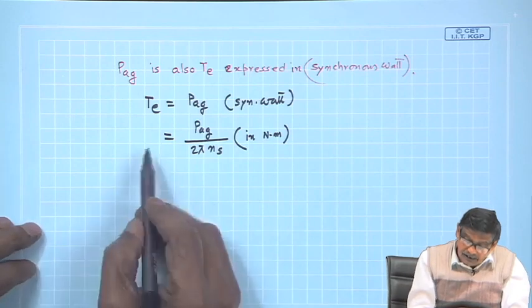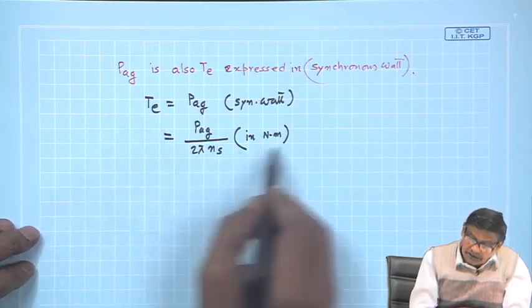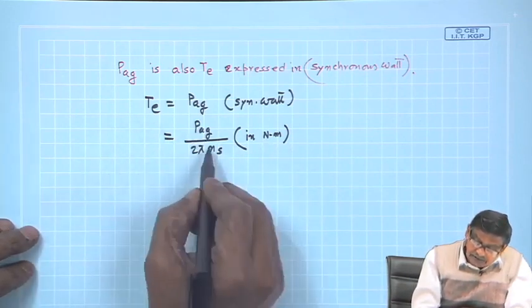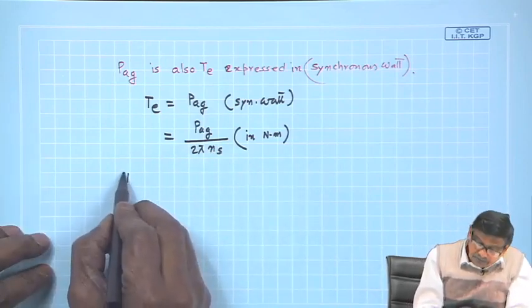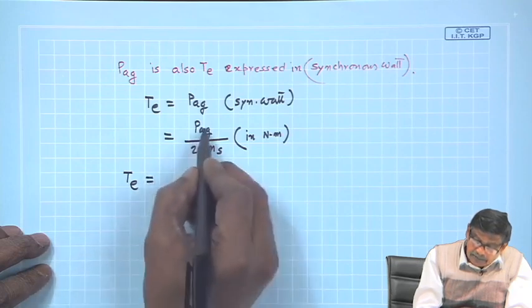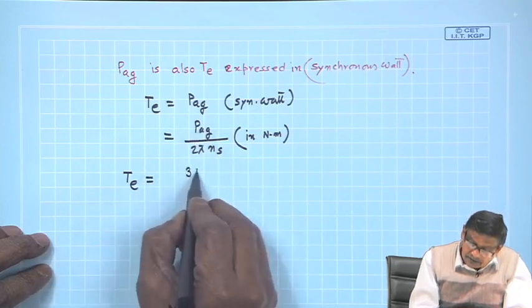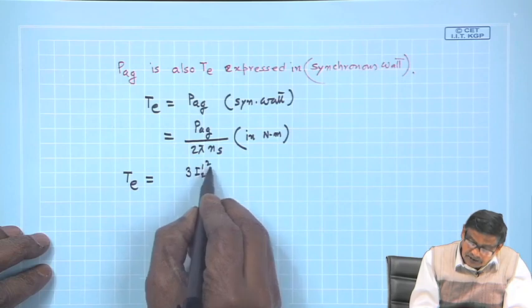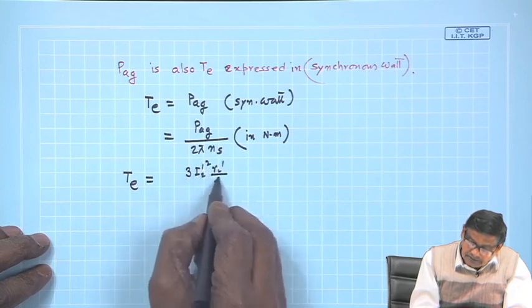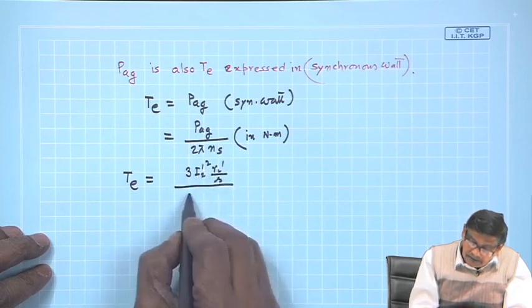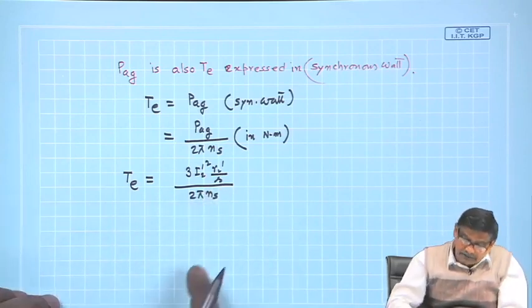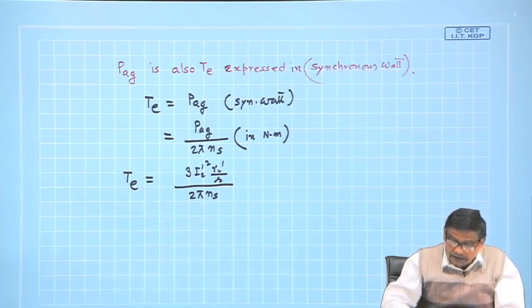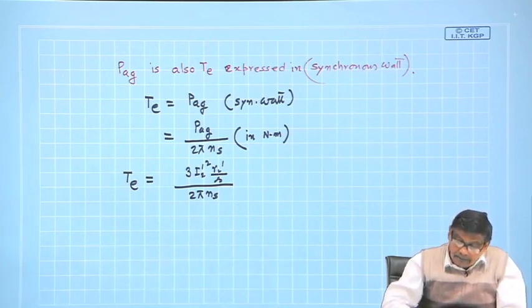Now, after I have learned that torque in Newton meter is this, let us further simplify this expression. T is PAG by 2 pi ns, and PAG is nothing but 3 I2 dashed squared R2 dashed by S. Now, I want to express this expression of the electromagnetic torque developed by the machine in terms of equivalent circuit parameters.